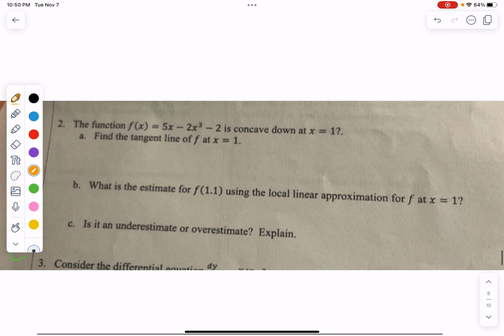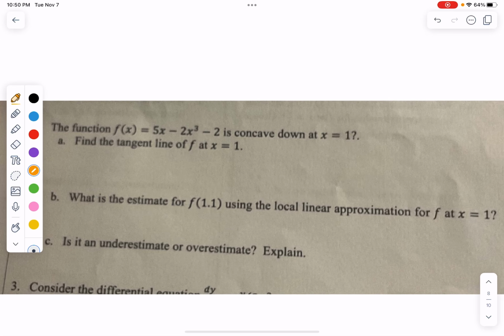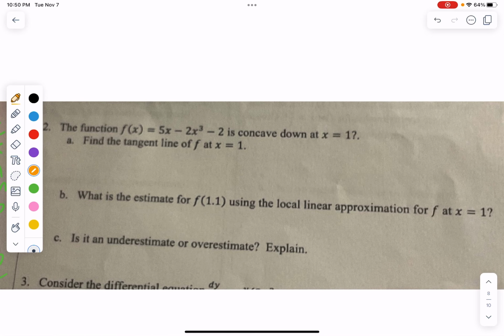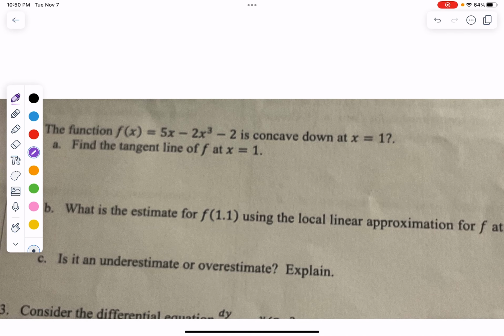The function f of x equals 5x minus 2x to the third minus 2 is concave down at x equals 1. Find the tangent line of f at x equals 1. This is kind of a throwback to an older unit, but the first thing to finding the tangent line, of course, is taking the derivative. So let's do purple. We're taking the derivative of f of x.